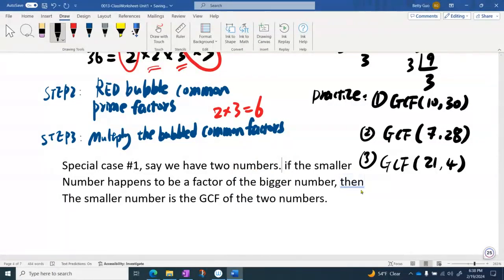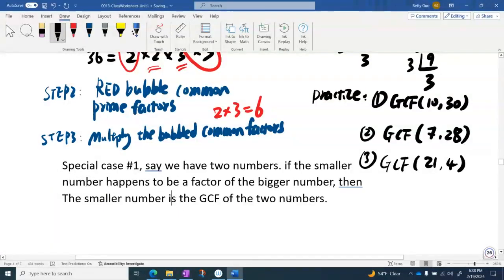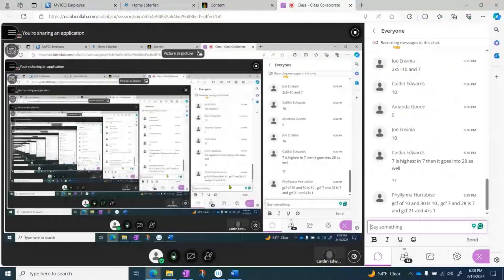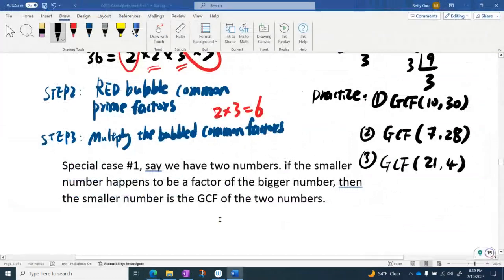Say we have two numbers. If the smaller number happens to be a factor of the bigger number, then the smaller number is the GCF of the two numbers. GCF of 10 and 30 is 10, GCF of 7 and 28 is 7, GCF of 21 and 4 is 1. Exactly, Paulina. It's awesome. We are trying to analyze or summarize some conclusion, and you can remember. Then in the future, when you see similar problems, you can get it done in 1 second.